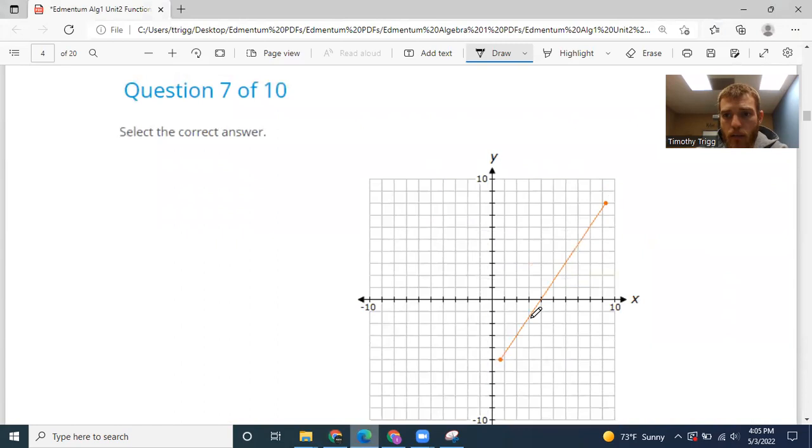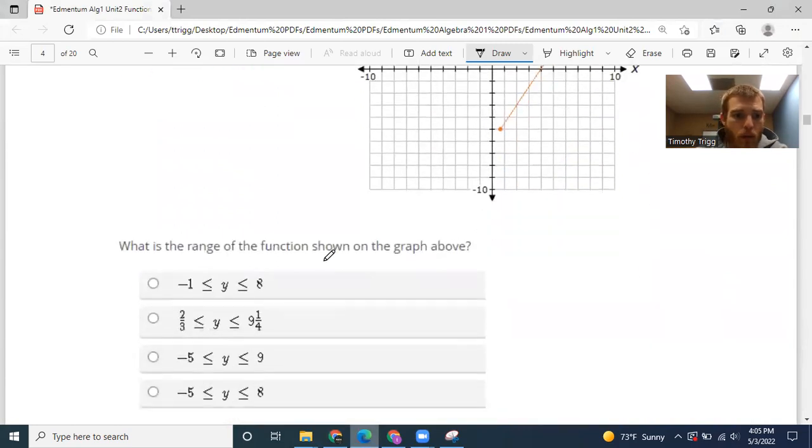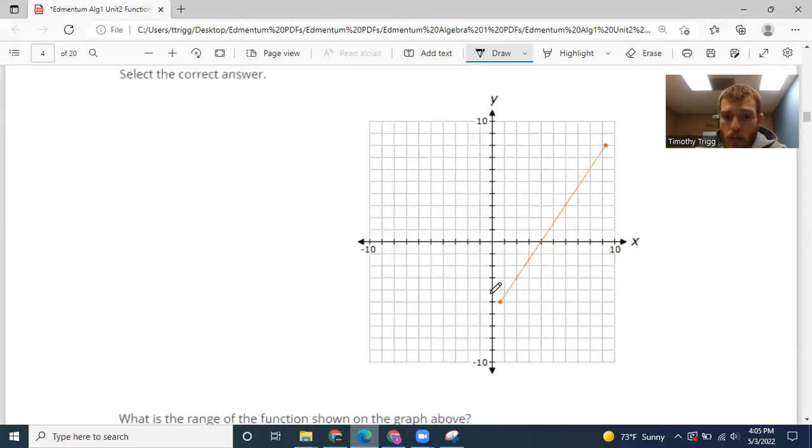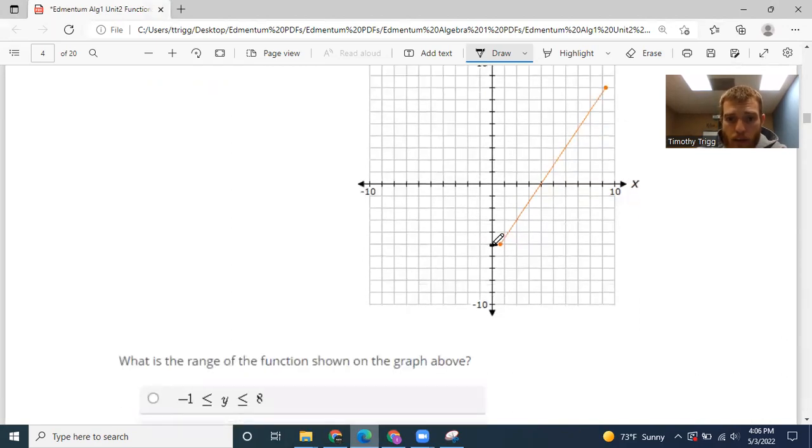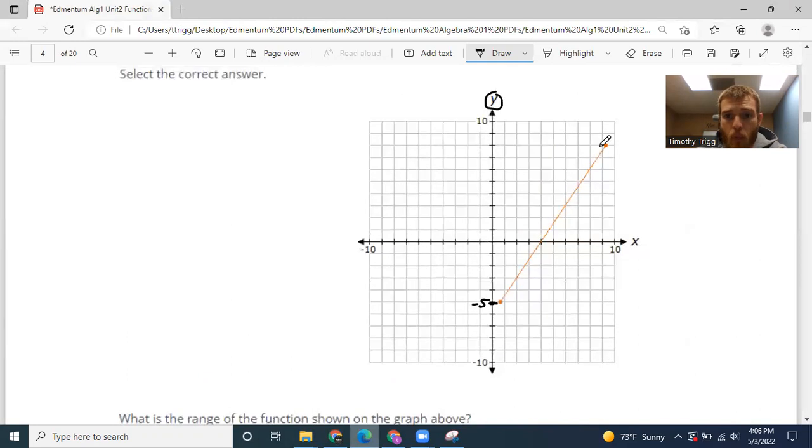Here we have this line segment. What is the range? For the range, you look at the y values. What is the lowest y value that this goes to? Here's the y-axis. This is negatives on the y: -1, -2, -3, -4, -5. So -5 is the lowest value for this function. What's the highest value for this function? It looks like 8. This is 10, 9, 8. So what is our range? It's from -5 to 8.